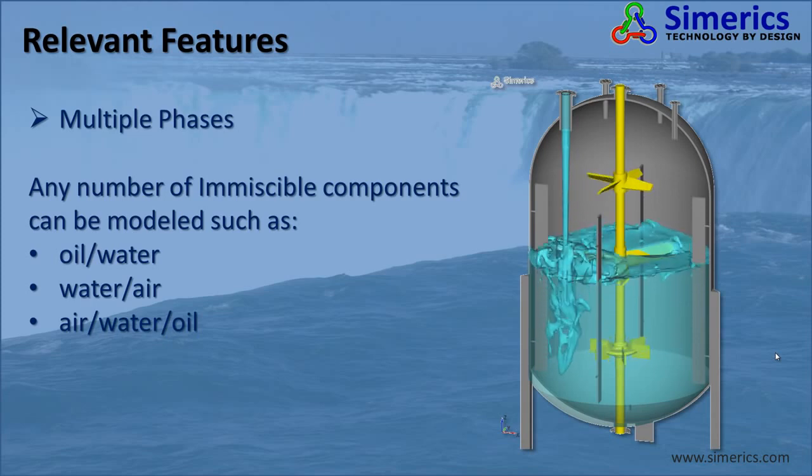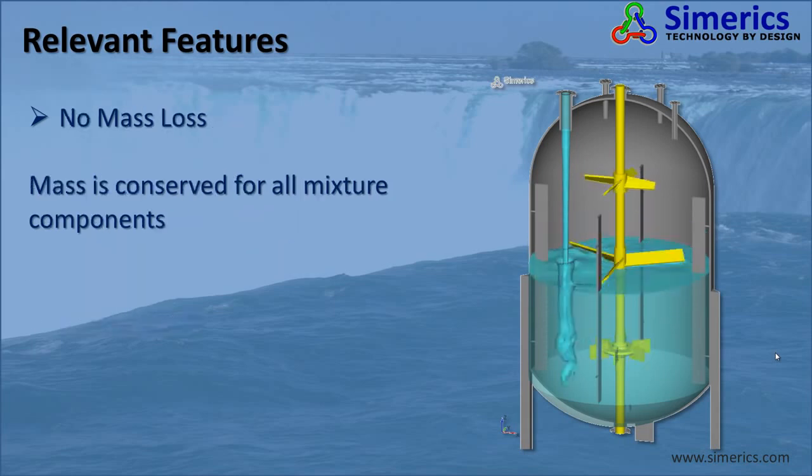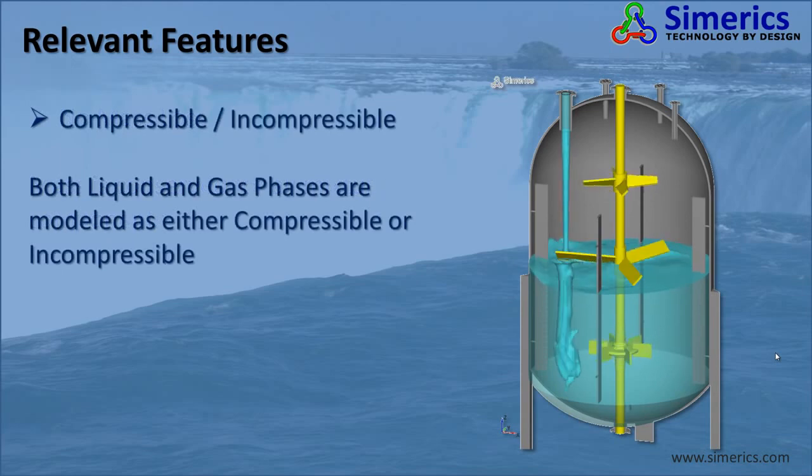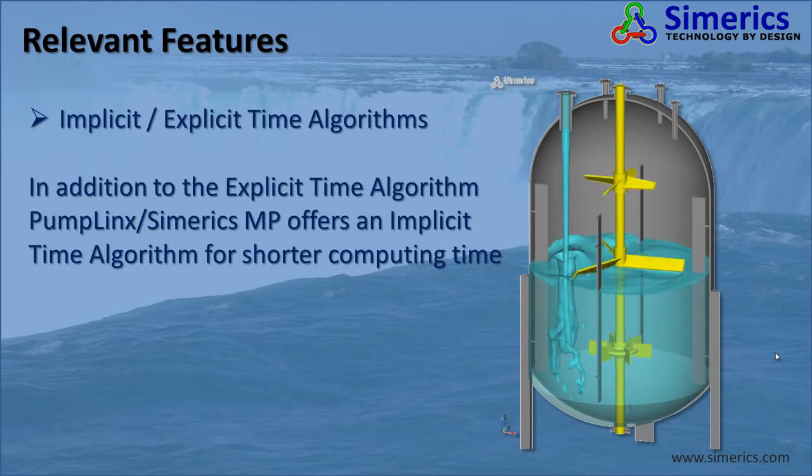Multi-phases. Any number of immiscible components can be modeled, such as oil and water, water and air, air, water, and oil. No mass loss. All mass is conserved for all components, indicating that physical laws are obeyed. Compressible and incompressible. The software accounts for the compressibility of both liquid and gas phases. Implicit and explicit time algorithms. In addition to the explicit time algorithm, PumpLinks and Simerics MP offers an implicit time algorithm for shorter computing time.